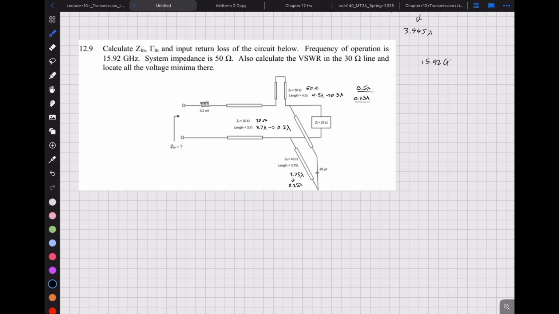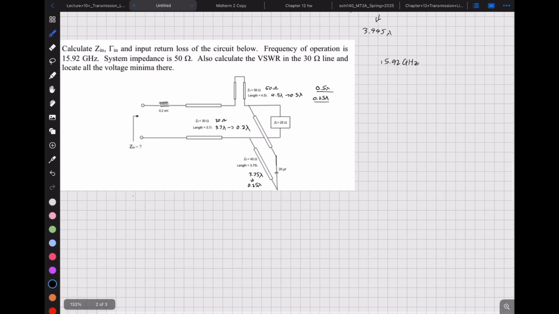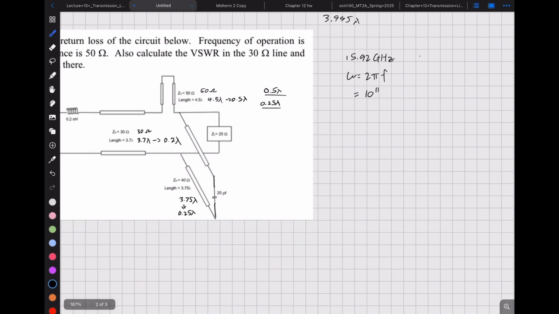Next, we have 15.92 gigahertz. We need to find omega because there's a capacitor here. We're going to need to use omega. Omega equals 2 pi f. Do the math, we're going to get 10 to the 11. It's important to know these units, because even in the finals and midterms, there are students that get this wrong.